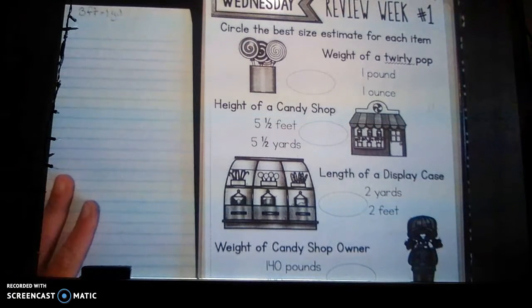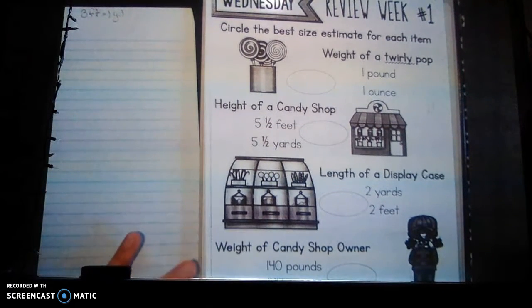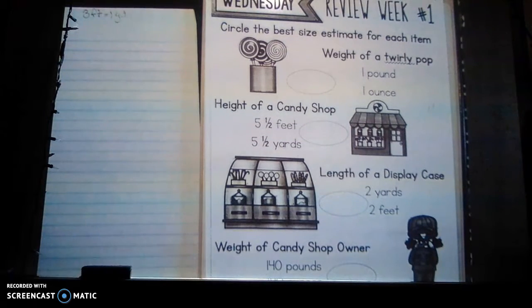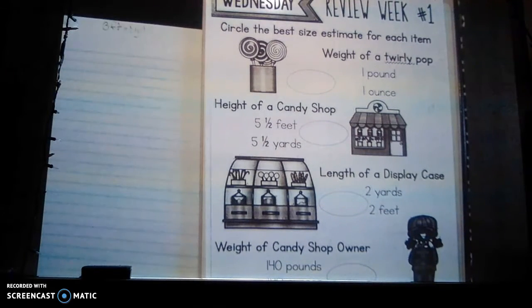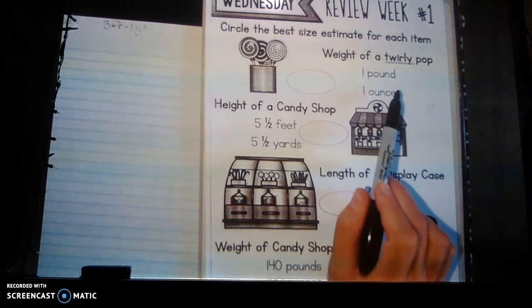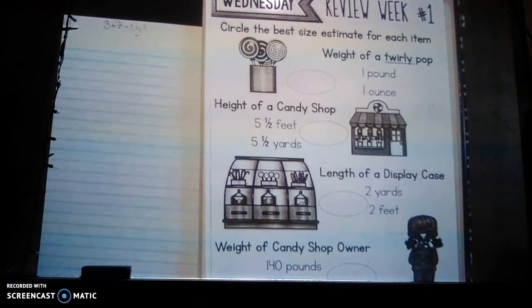So we're going to start out reading our directions for today. It says circle the best estimate for each item. An estimate is just where you make a guess, but you make a guess based on something that you know about. So we're going to be thinking about some of these measurements. Our first one we're going to talk about is pounds and ounces.